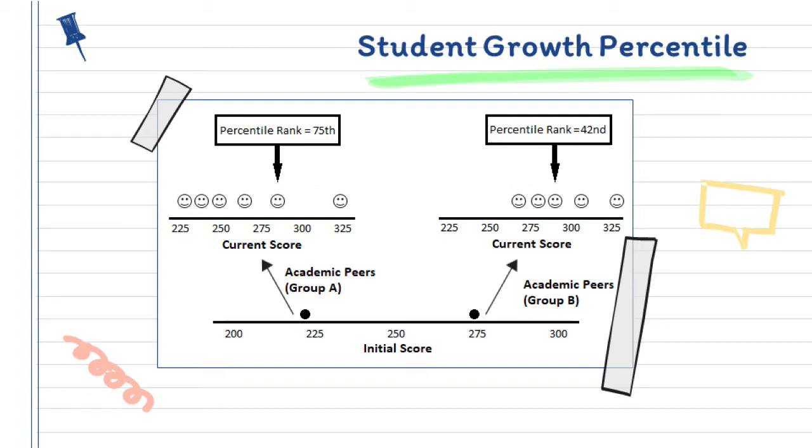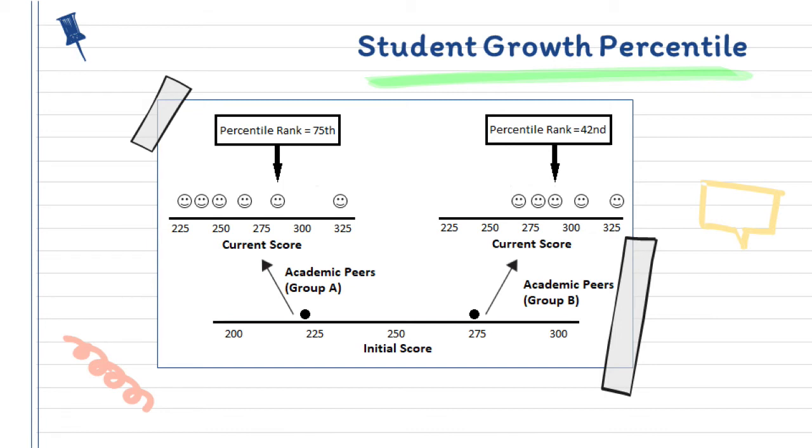So let's look at the group. Group A. This group started off with lower achievement than Group B. Group A started at a score close to 225. They ended with a score range of about 225 to 325. A student who scored at about 285 on the most recent test had an absolute score growth of 60. Compared to the peers in this group, that puts this student at the 75th percentile for growth. Their student growth percentile would be 75.